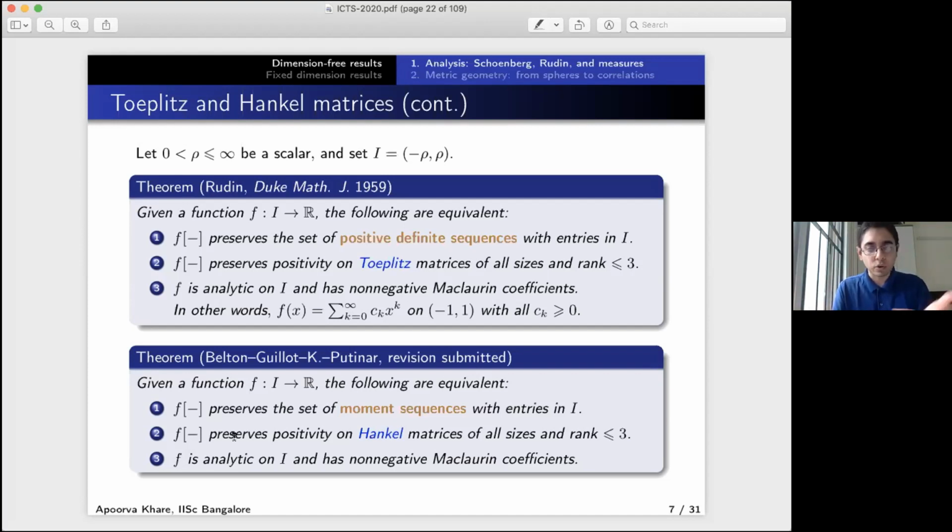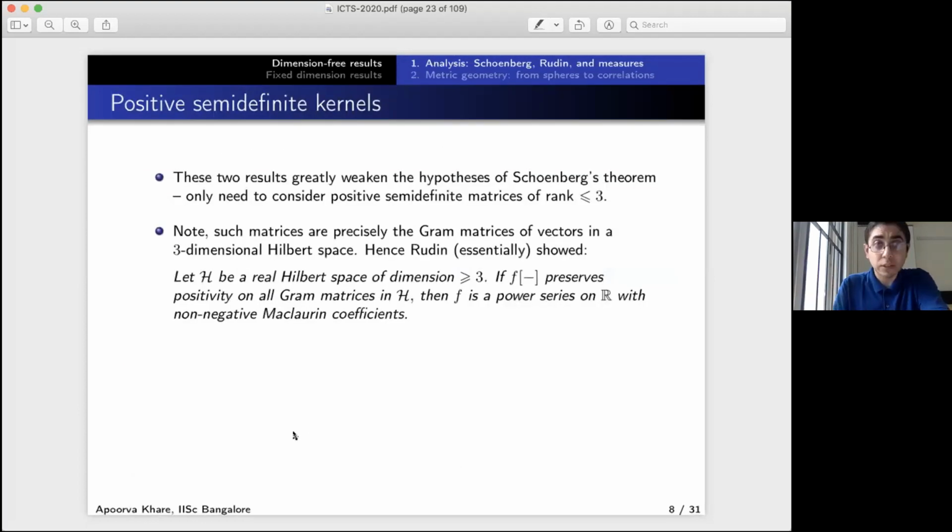And we also actually have a multivariate version of this. And again, the answer is the same, that for preserving positivity on tuples of moment sequences, you must have a power series representation with non-negative coefficients. So it's a very robust condition. Okay. So these two results greatly weaken the hypotheses. You don't need to work with matrices of all sizes, of all ranks, just the positive ones of rank less than or equal to 3 and even structured ones.